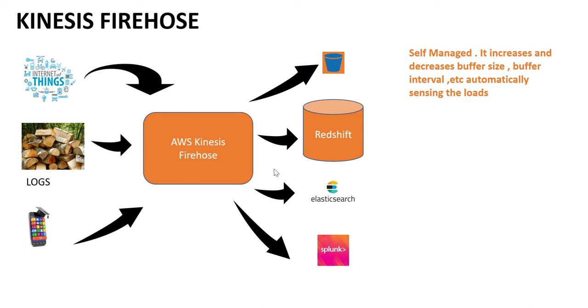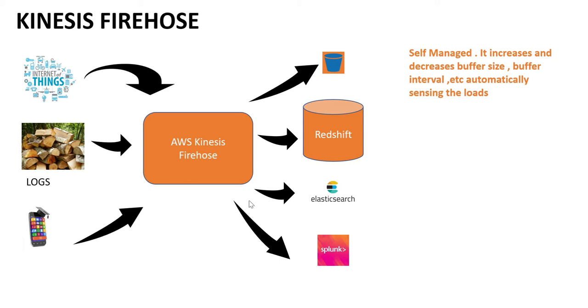So what is Kinesis Firehose? It is similar to a message broker. You use it for streaming of data. You have a certain set of sources here, you have a certain set of targets here, and this is used to stream the data on a real-time basis. This is called real-time data streaming.